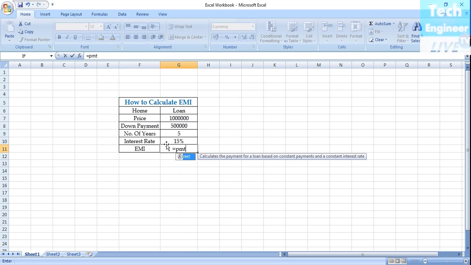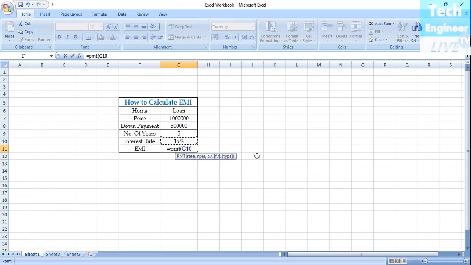Write PMT in brackets. For example, what would the interest rate be? The interest rate would be 15%. Now 15% is the annual interest rate, so we have to convert it for a monthly basis.